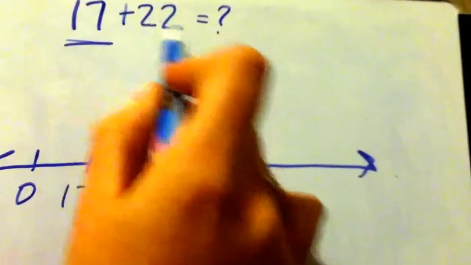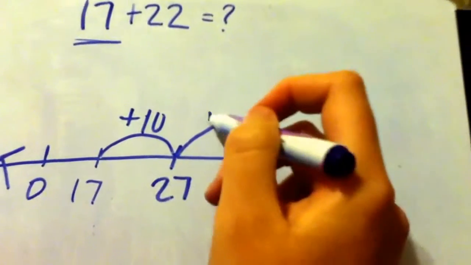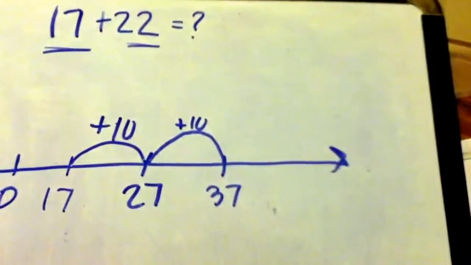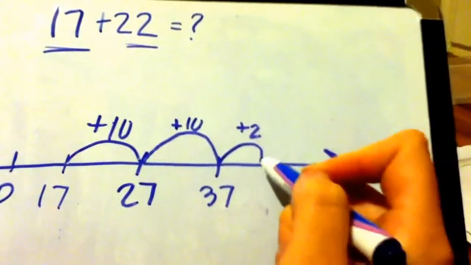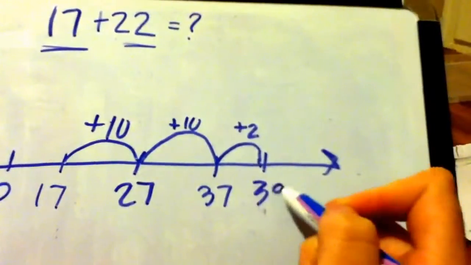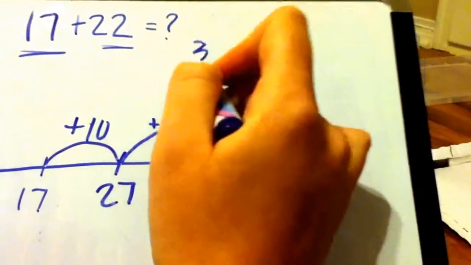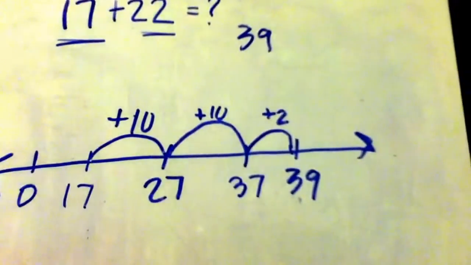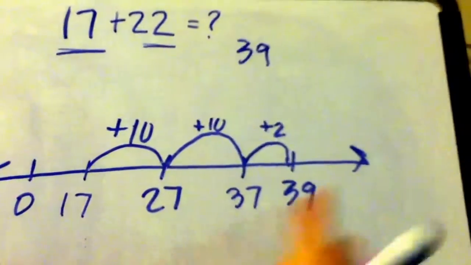Now I'm going to do that again to make 20 more baseball cards. So plus 10, which gives us 37, and then there's still the 2 left to add. So I'm just going to do a little hump and put 2, which would give us 39. So Scott now has 39 baseball cards. Okay, now the number line's pretty easy, and also doing the Make 10 approach is easy as well.